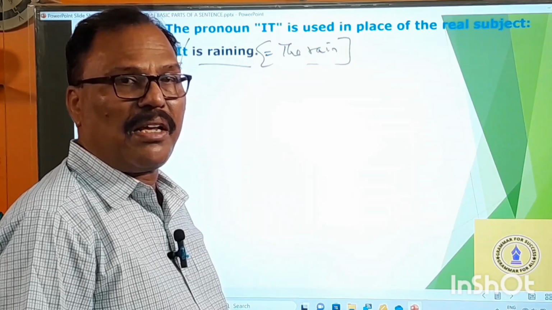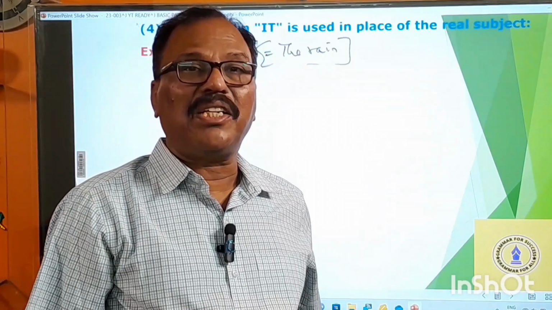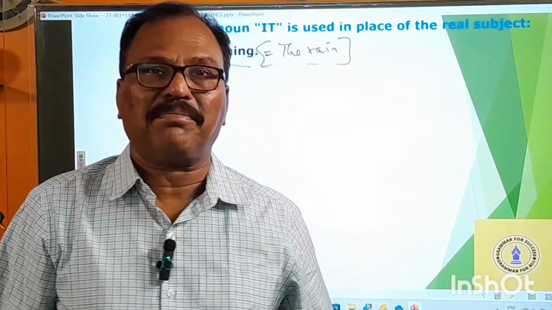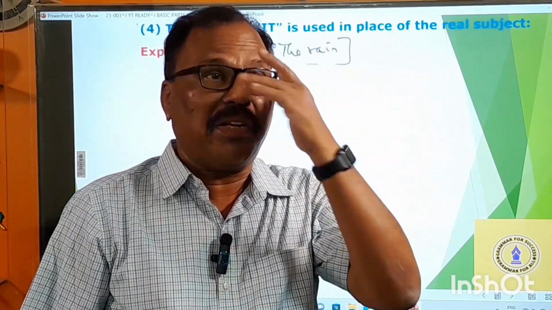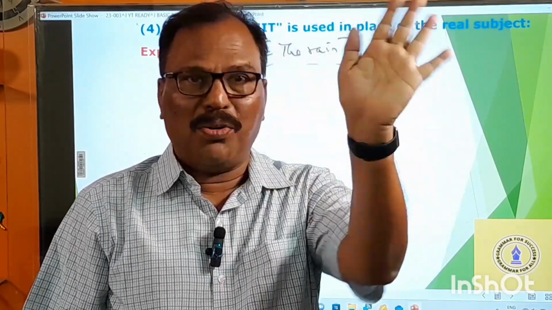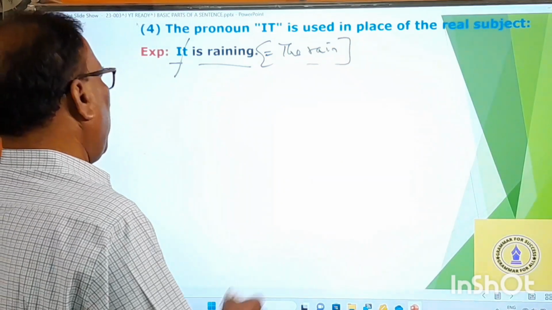Suppose your teacher says, "Hey, what is it raining?" "Sir, it is raining outside, sir." You are telling your teacher, "Sir, it is raining outside. It is raining heavily. It is raining." You cannot say the rain is raining heavily. No, no, no. So it is raining heavily, or it is raining, anything you can say.